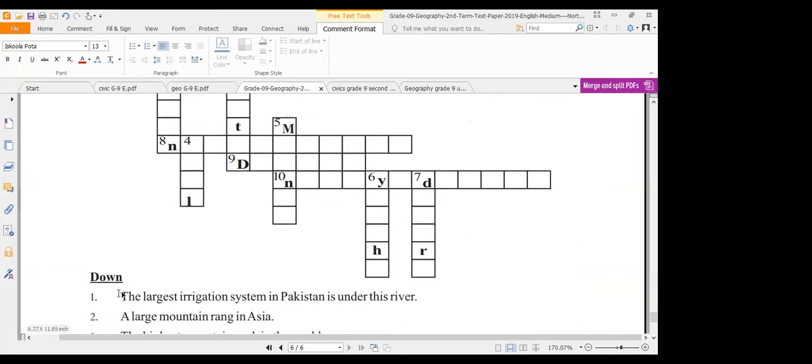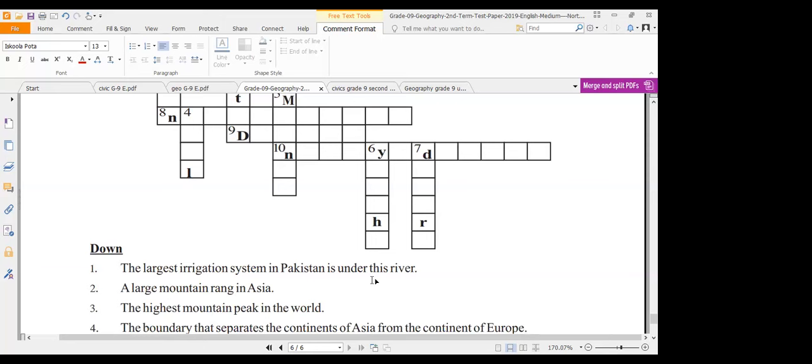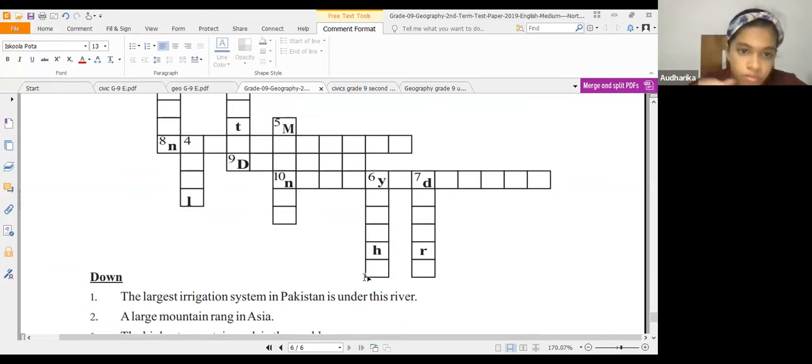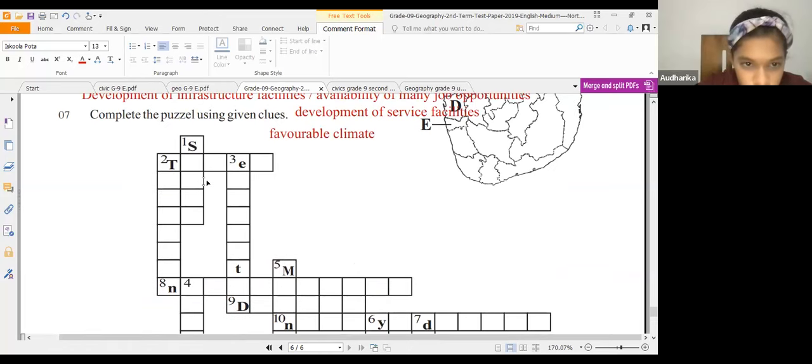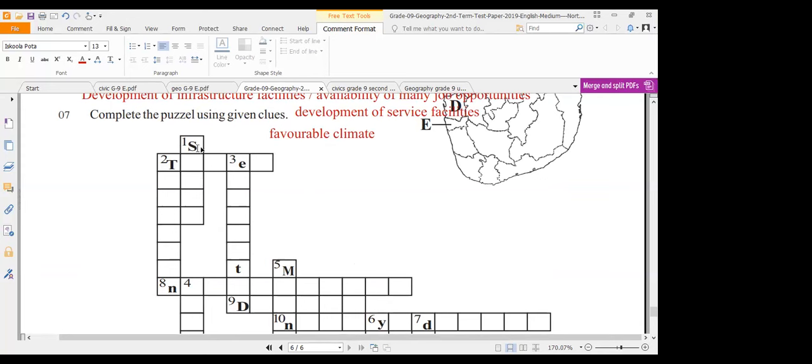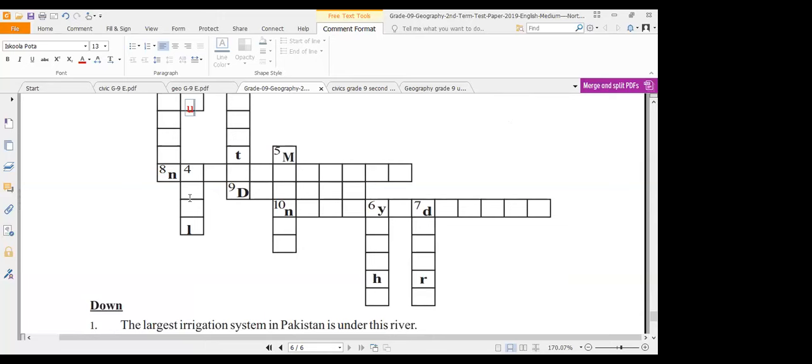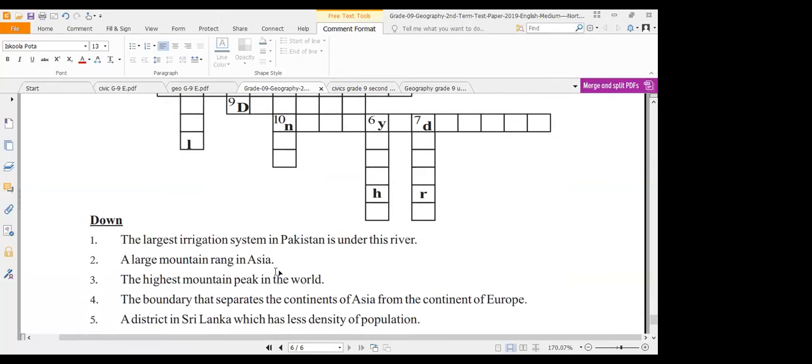Right. Let's see the puzzle, the crossword puzzle. The largest irrigation system in Pakistan is under this river. Sindhu. Number 1 down. Yes, Sindhu. It is called Sindhu in Hindi, and Indus River in English. Sindhu. Right. A large mountain range in Asia.